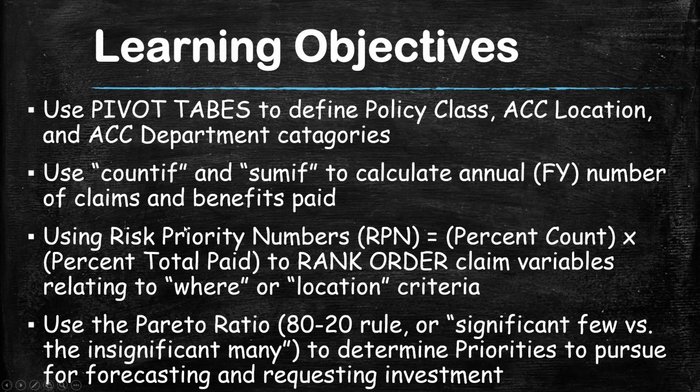But now we're going to introduce the risk priority number. A lot of you may be familiar that the concept of risk is defined as multiplying probability times severity. And so I've created proxies where we're going to be calculating them as percent count and percent total paid. And we're going to multiply those two together to get a risk priority number. And we're going to use those numbers in order to create a rank order priority list.